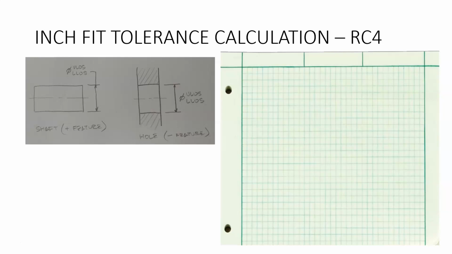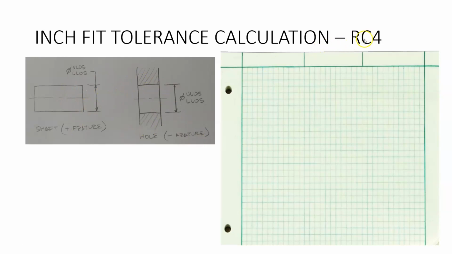Okay, and you can see on the left hand side, this is just a diagram of what we're trying to solve for. So the fit means that we have a shaft and a hole that are designed to fit together. We're looking for the shaft upper limit of size, ULOS, and lower limit of size, LLOS. So we're looking for those 2 numbers. The shaft, remember, is also called a positive feature, right? And then we're also looking for the hole dimensions, which is going to be the upper limit of size for the hole and the lower limit of size for the hole. And the hole, again, can be referred to as a negative feature. Okay, so that's basically what we're trying to find.